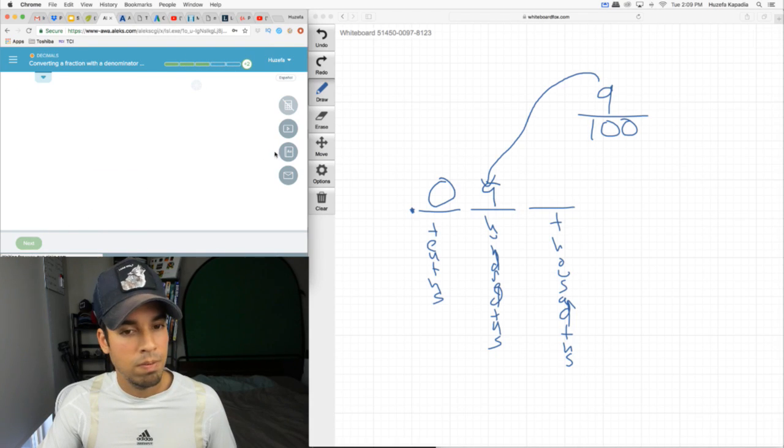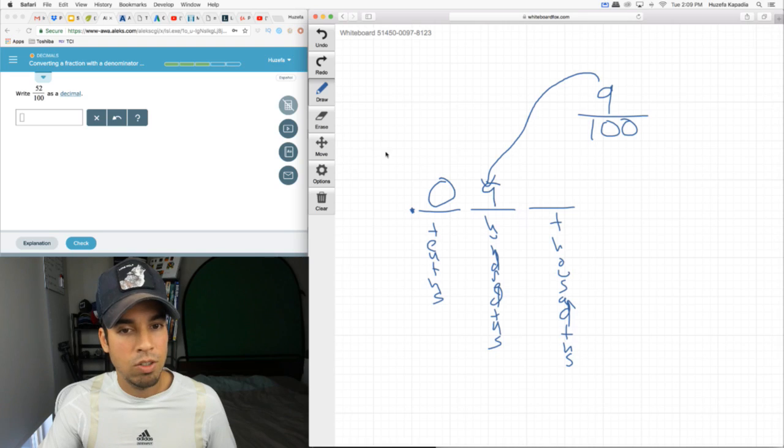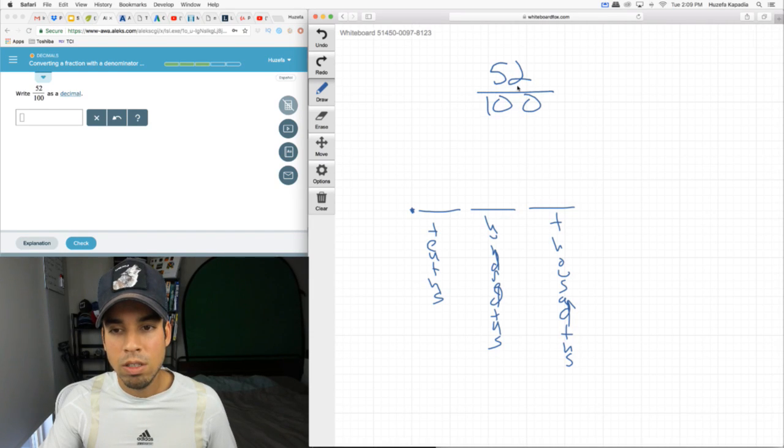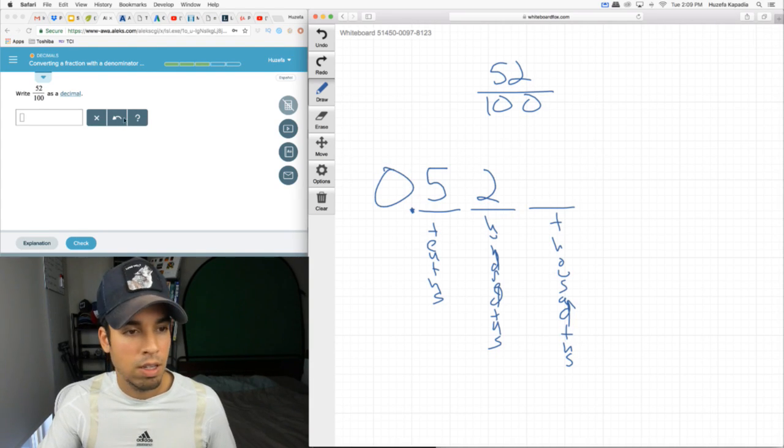All right, last one. 52/100. This is a good one that we should be aware of as well. Since it's over 100, you might think, well, do I put the 5 here and the 2 here because it's hundreds? It's the last digit that goes in the hundredths spot. So as 52 hundredths, we write 0.52. And that's our answer.